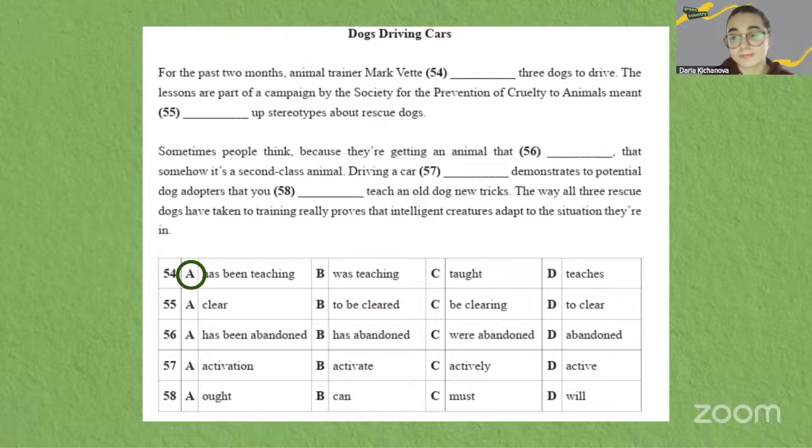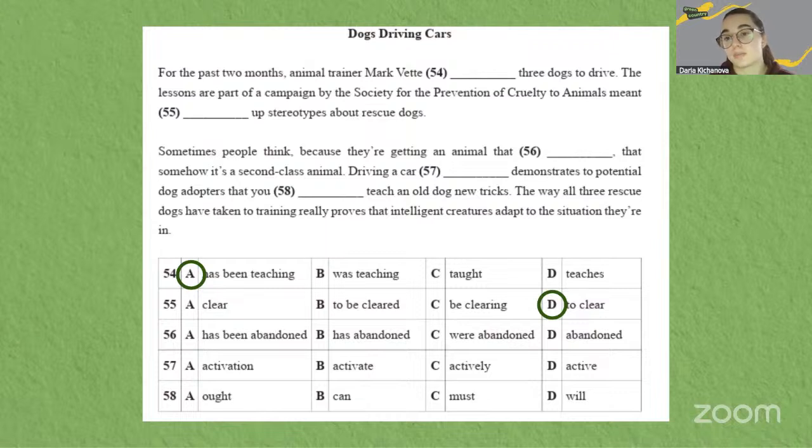So there, the lessons were meant to do something. And your task here is to understand whether these lessons did this action by themselves or they were done by somebody else. So the lessons were meant to clear up stereotypes about rescue dogs.